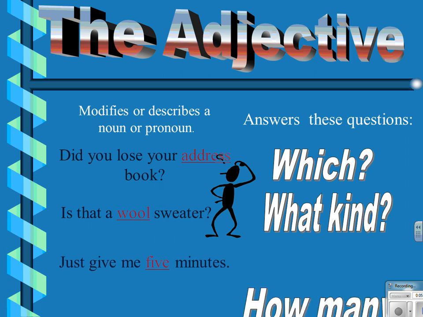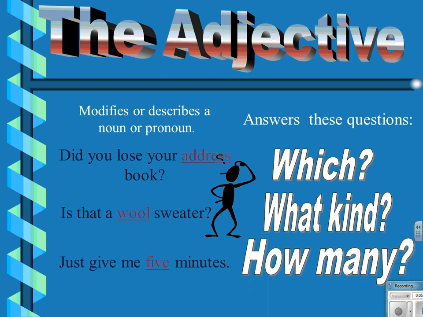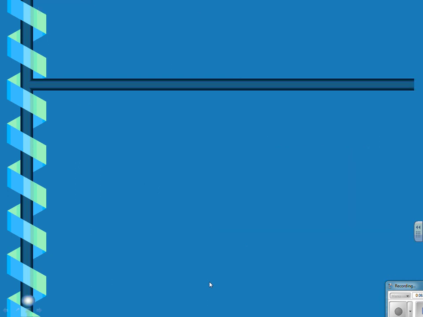Just give me 5 minutes answers how many. Most of the time when you have a number, you're going to have an adjective. So how many minutes? 5. Notice all of them are describing book, sweater, minutes. All of those are nouns.